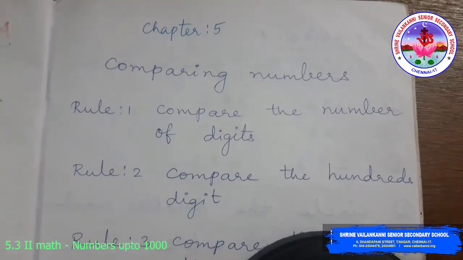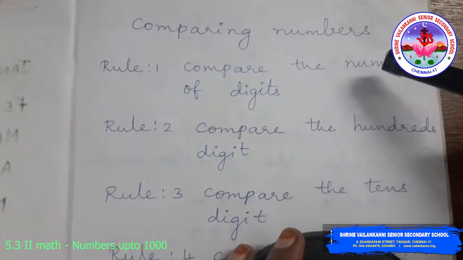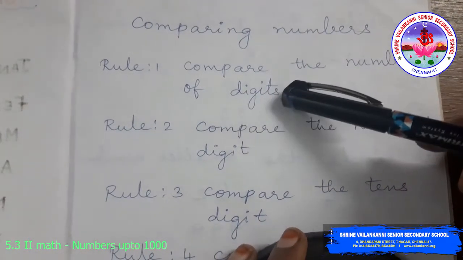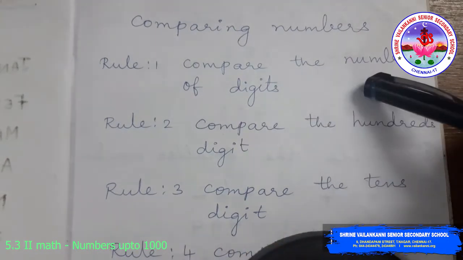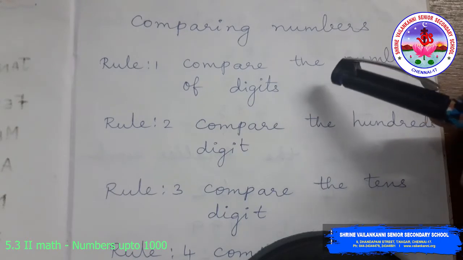I'll just recap the rules that you have to follow to compare the numbers. Rule 1, compare the number of digits. How many digits are there? The more number of digits, the number's value is more. So the number is bigger.